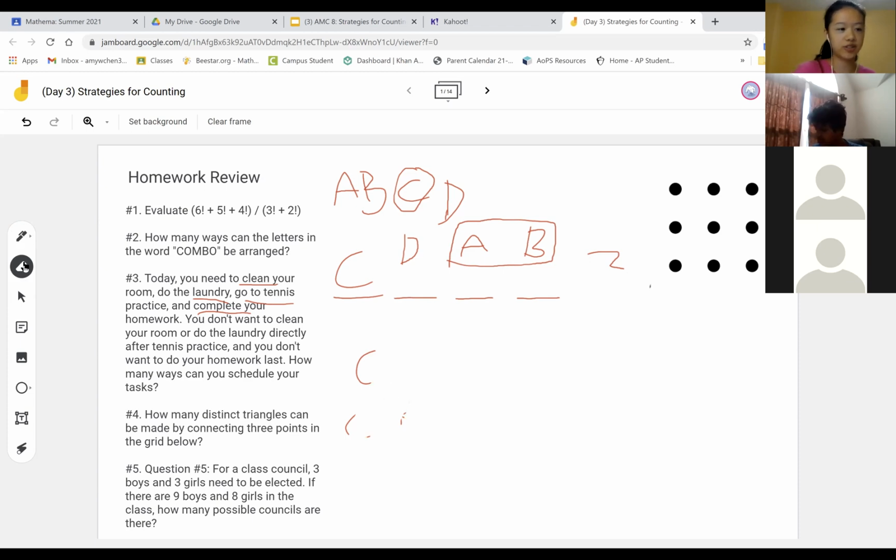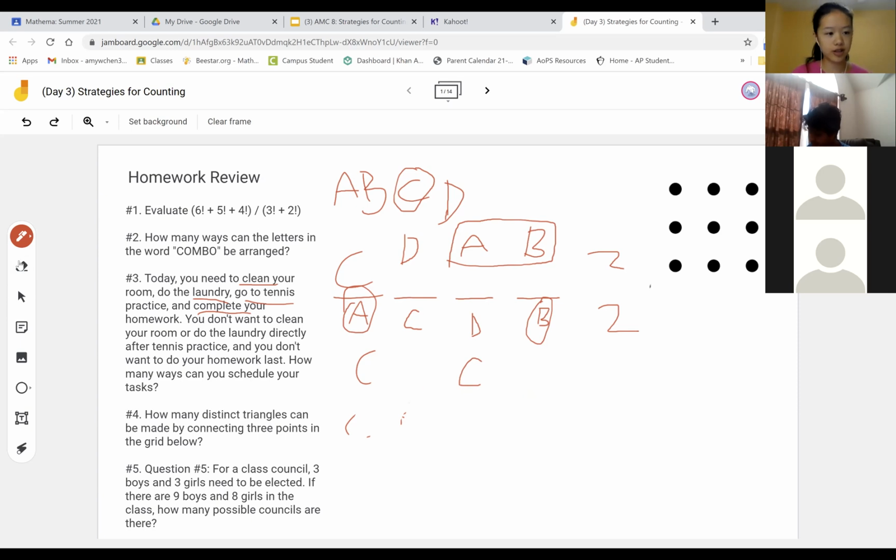So this is just the first case. The next case is if C is in this position. In this case, the only positions that A and B could go in would be the first and last positions, because A and B can't be directly after C. So for this, we would also have 2 possibilities because A and B can also be flipped around. And then the third case is C in the third position. In this case, D just can't be back here.